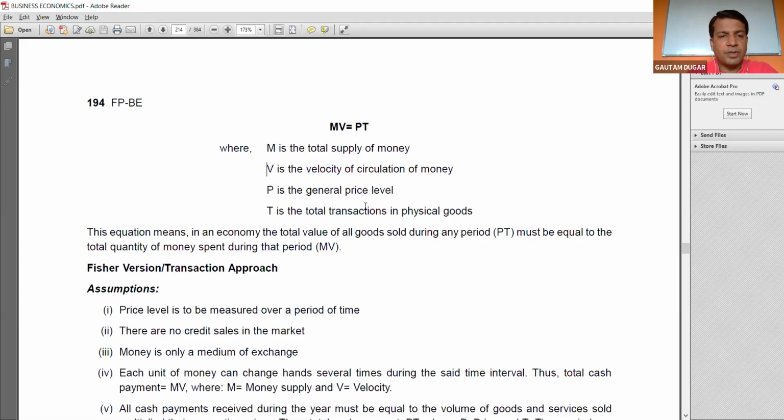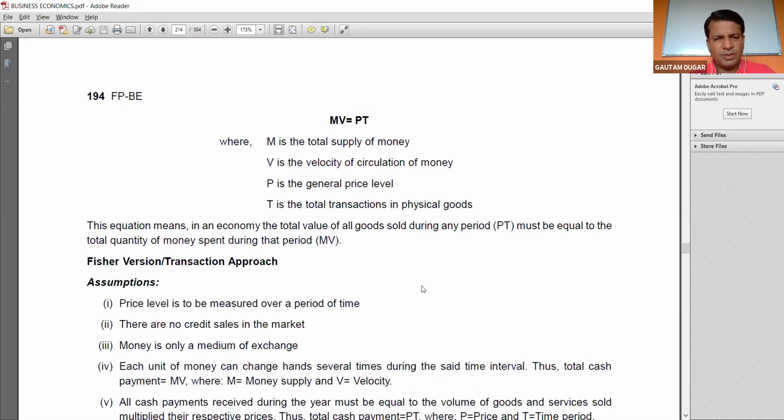Assumptions of Fisher's theory are given. Price level is measured over a period of time. There are no credit sales. We are assuming only cash transactions. All this is given.